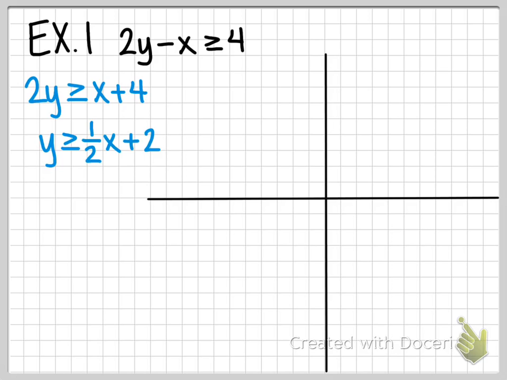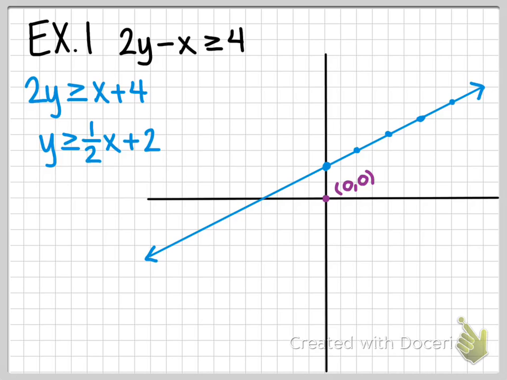Again, you can put this in your calculator if you want to, or you should remember the rules for graphing linear functions. This function is going to cross at positive 2, because that's the y-intercept, and then the slope is 1/2, so that means it goes up 1 over 2 each time. I'm going to plot about 5 points for this line. Then I need to determine if it's solid or dashed. Because it's greater than or equal to, this is going to be a solid line.